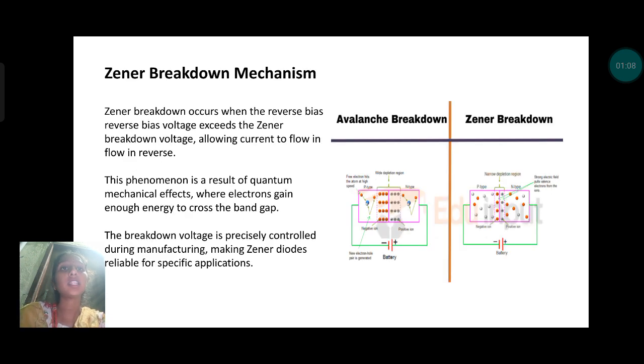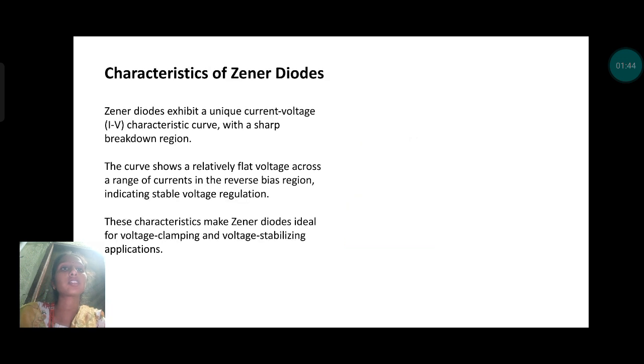Zener diode mechanism. Breakdown occurs when the reverse bias voltage exceeds the Zener breakdown voltage, which allows current to flow in the reverse direction. We have two types of breakdown, Zener breakdown and avalanche breakdown. These two are different from each other, but both belong to Zener diodes. The phenomenon is a result of quantum mechanical effects, where electrons gain enough energy to cross the band gap. The breakdown voltage is precisely controlled during manufacturing, making Zener diodes reliable for practical applications.